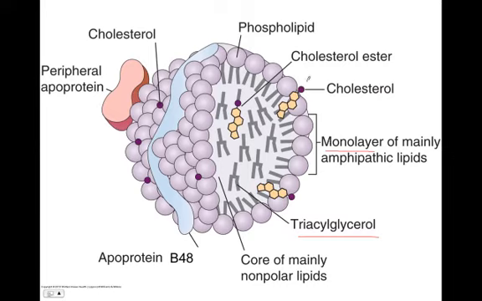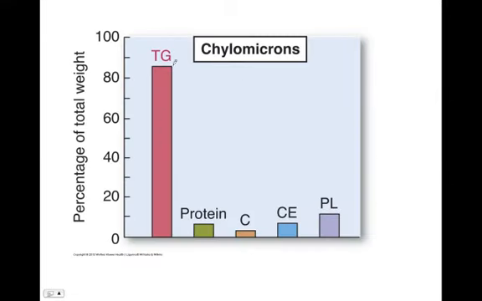It also incorporates cholesterol into this monolayer, as well as cholesterol ester. A cholesterol ester is a cholesterol molecule that's been esterified by the addition of a fatty acid chain. This keeps the cholesterol within this hydrophobic core as opposed to in the monolipid layer. So a chylomicron is primarily composed of triglycerides. These are from the diet, and this is the largest component of a chylomicron.